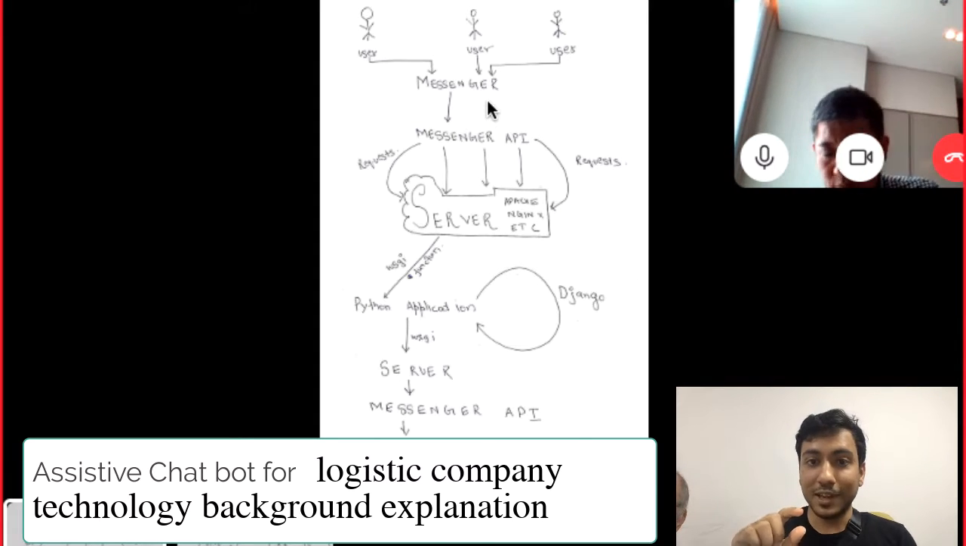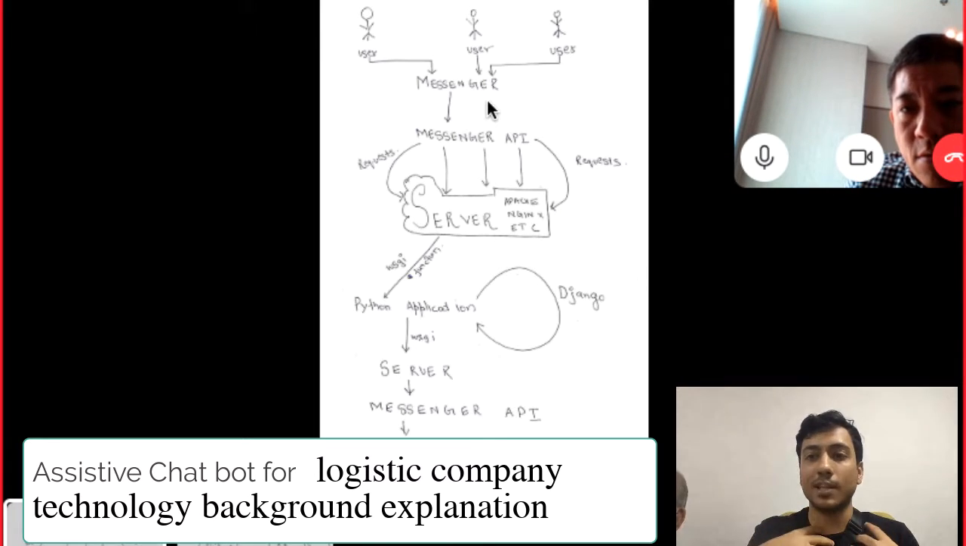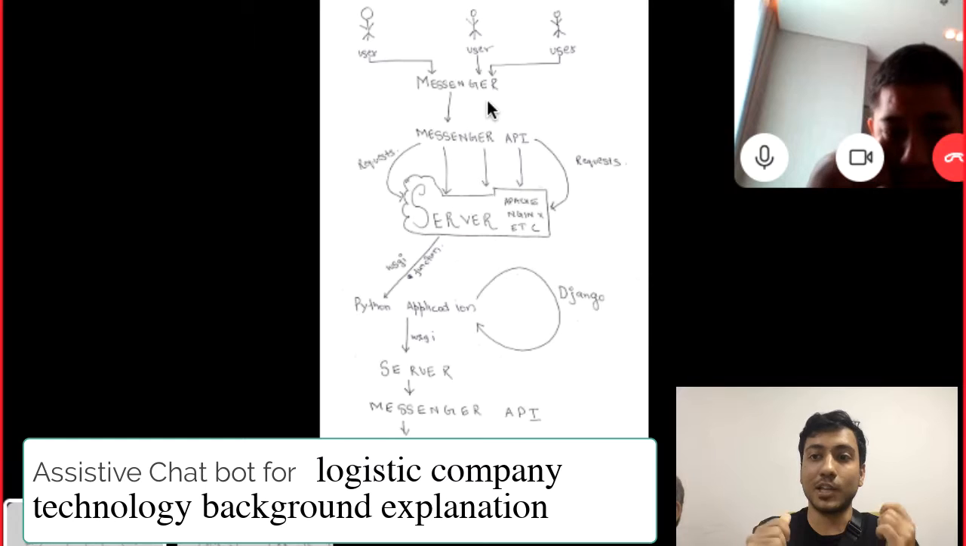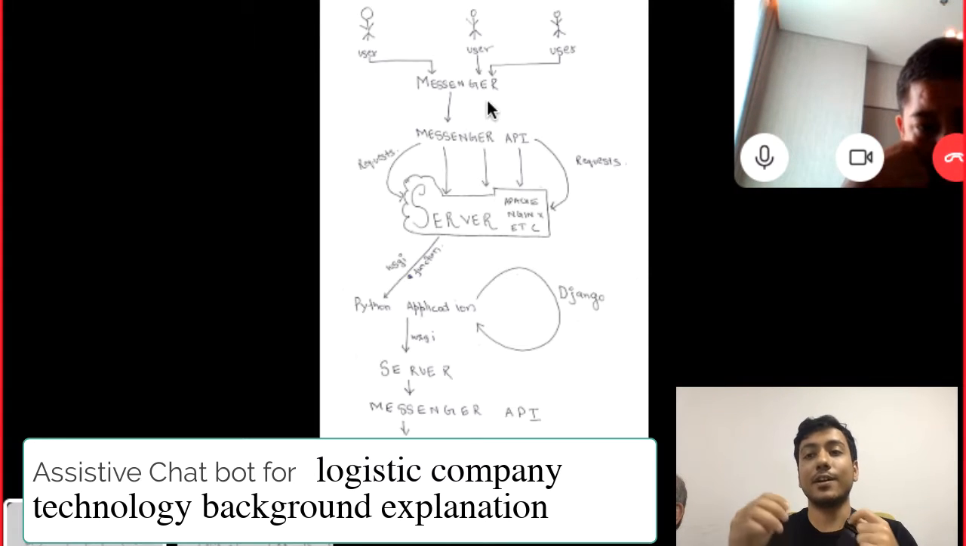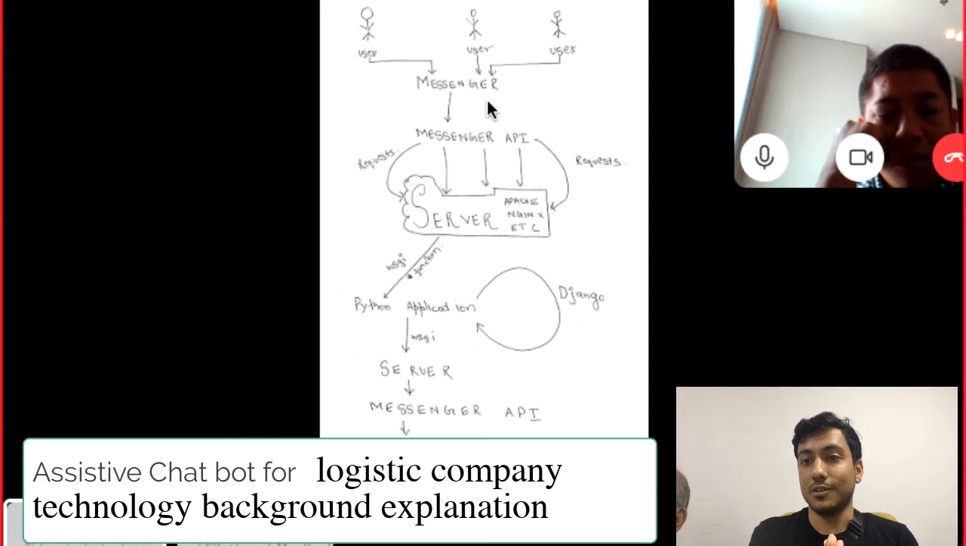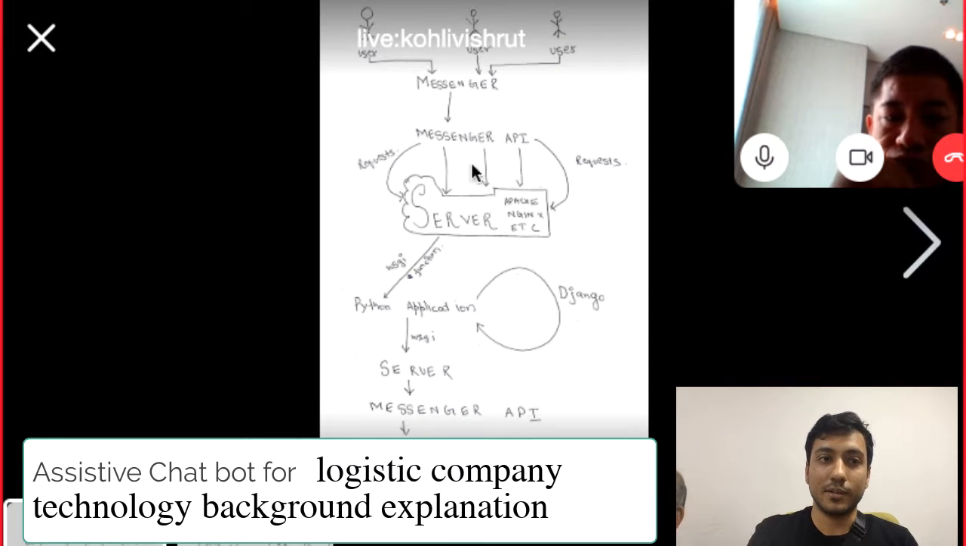Whenever the request comes, it goes to the server. The server sends it to my WSGI function, and my WSGI function sends it to my Python application. My Python application is coded in Django, so my Django application understands what the request is trying to ask, and then it returns the response to the WSGI server. The WSGI server sends it to the Messenger API, the Messenger API sends it to Messenger, and then Messenger sends it to the user. So that's the basic idea of the chatbot we are trying to build.